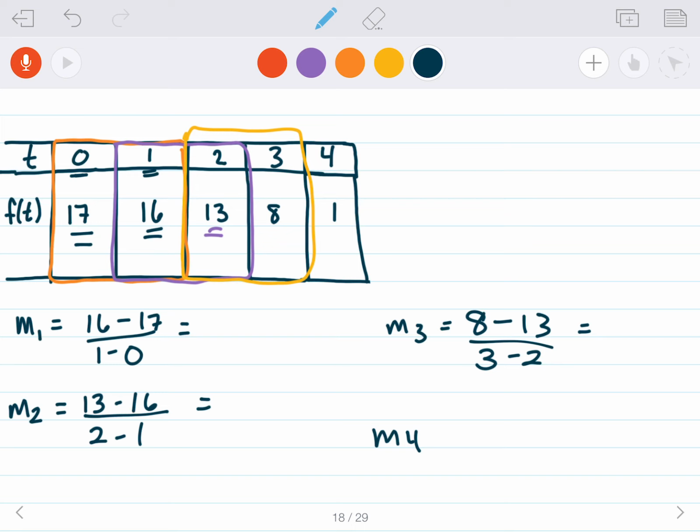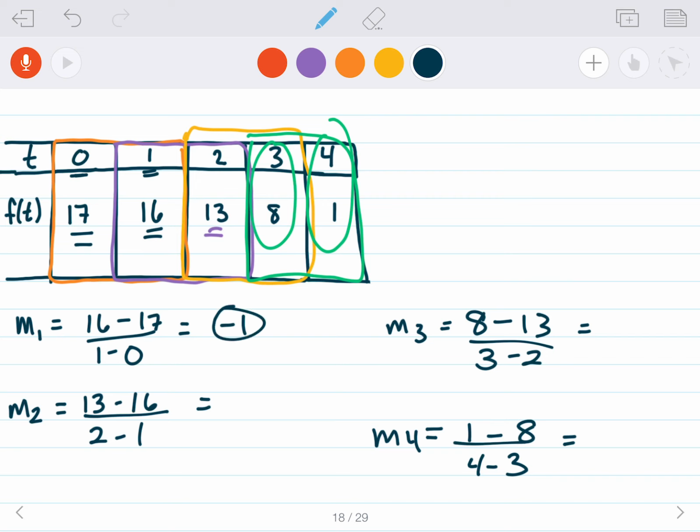And finally, our fourth slope is going to be these guys. So the point 3 comma 8 and the point 4 comma 1. So y minus y over x minus x. All right, so computing all of these, we end up getting, for the first one, -1, and then -3, -5, and -7.